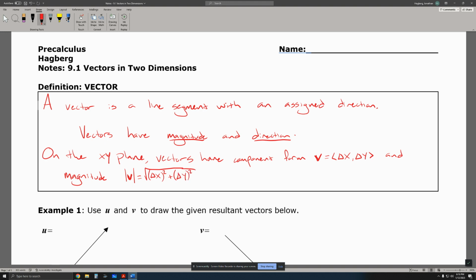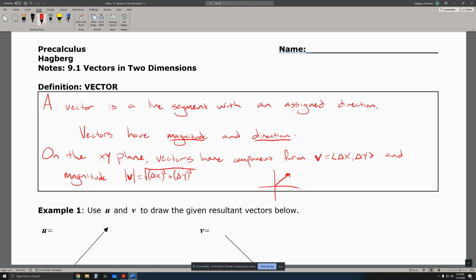And you might recognize this as the distance formula. In fact, we can think of a vector. If I were to draw this on the xy plane, if I were to say that this is vector v, the length here is our magnitude, and the direction here, we're pointing up and to the right. So this would be the assigned direction for this vector v.